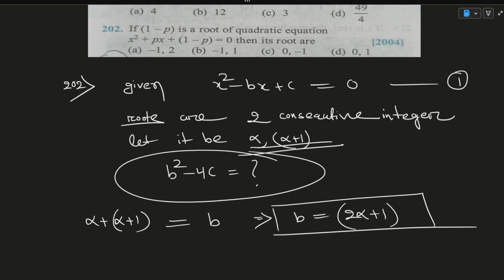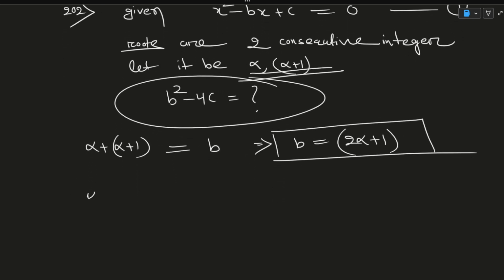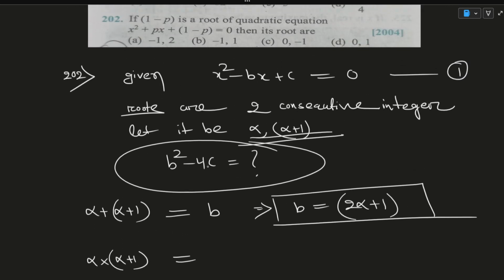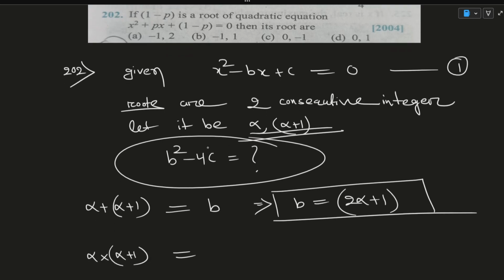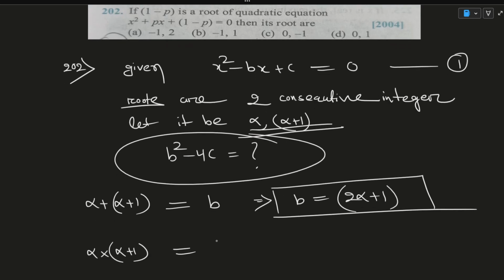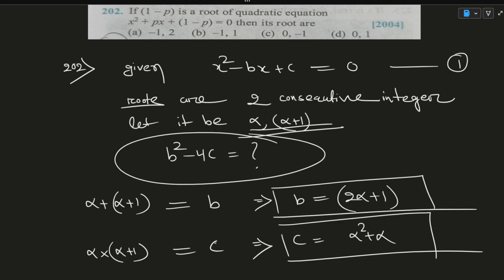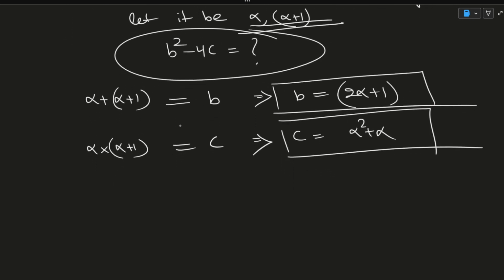Now we'll multiply the two roots, that is alpha into alpha plus 1. So it will be c by a, and we are given c in place of c and 1 in place of a, so c by a implies that c is equal to alpha square plus alpha. So we got the value of b and c, so we can easily evaluate now.